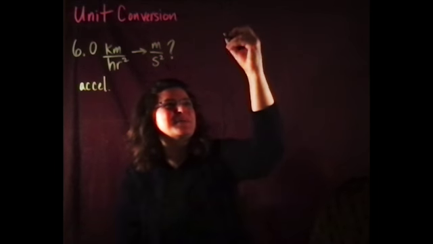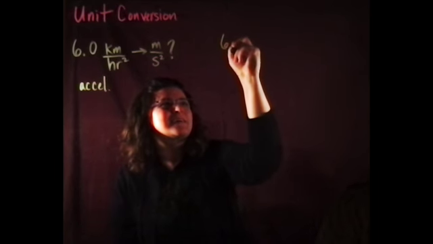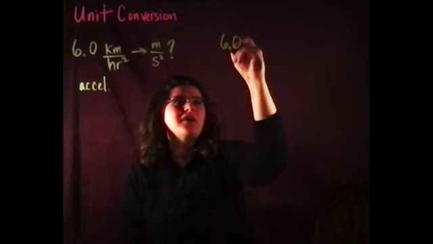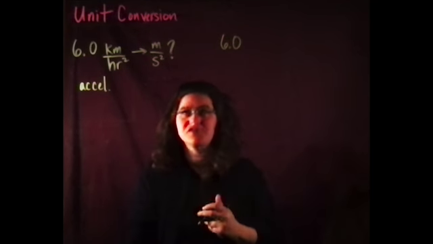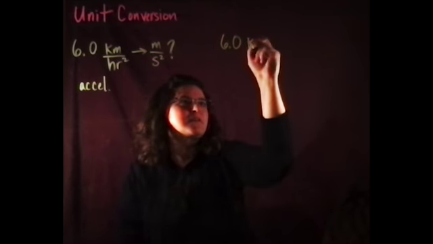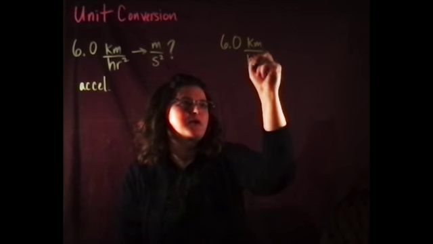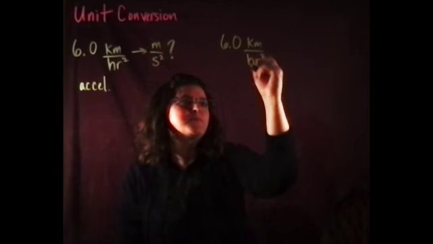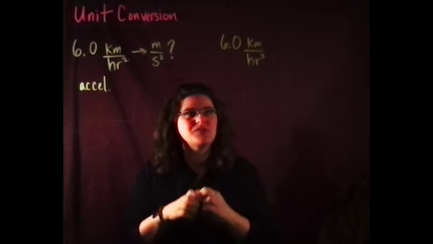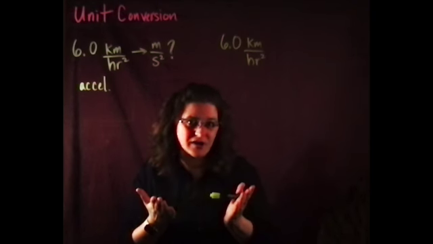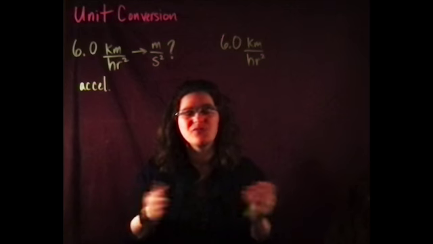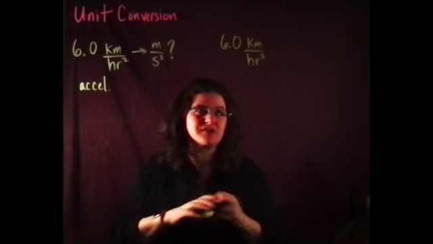So let's do 6.0, and let's write all of the units as fractions. So we're going to say kilometers per hour squared here. And our strategy is going to be multiplying by 1. There's no harm in multiplying by 1. We can multiply by 1 as many times as we want.